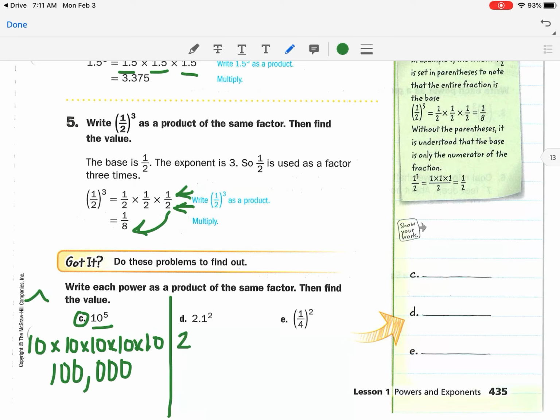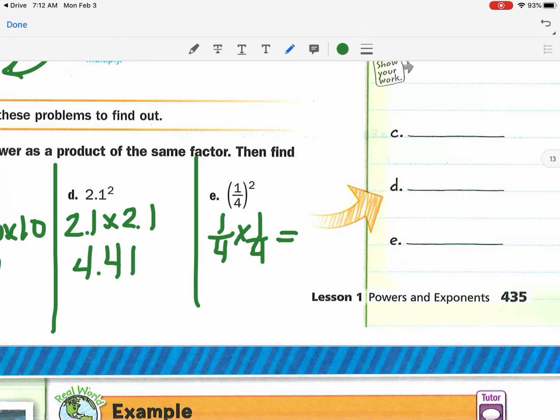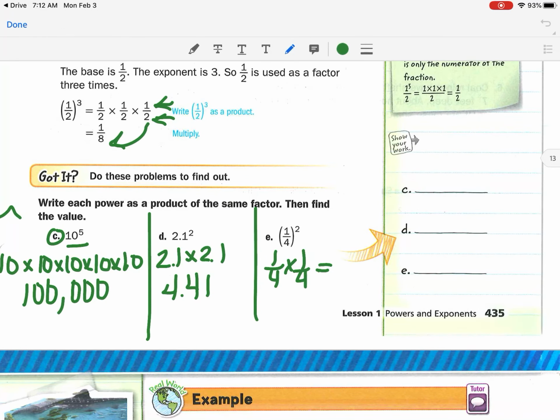Let's take a look at the next one. 2.1 to the second, so that means 2.1 times 2.1. And when we put that in our calculator, we get 4.41. Okay? All right. 1/4 to the second, so 1/4 times 1/4. I multiply my numerators, which is 1 times 1, which is 1, and I multiply my denominators. 4 times 4 is 16. So 1/4 to the second is 1/16.